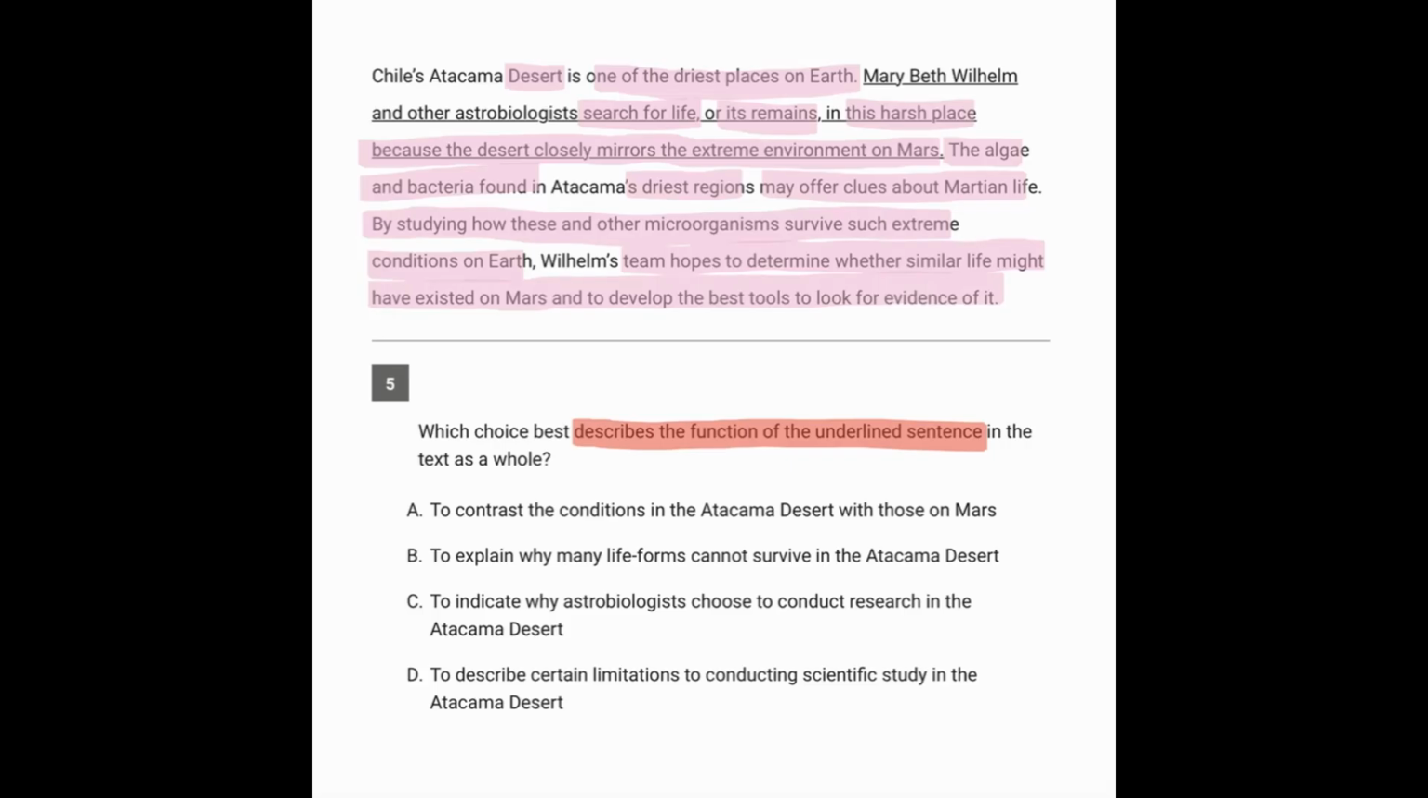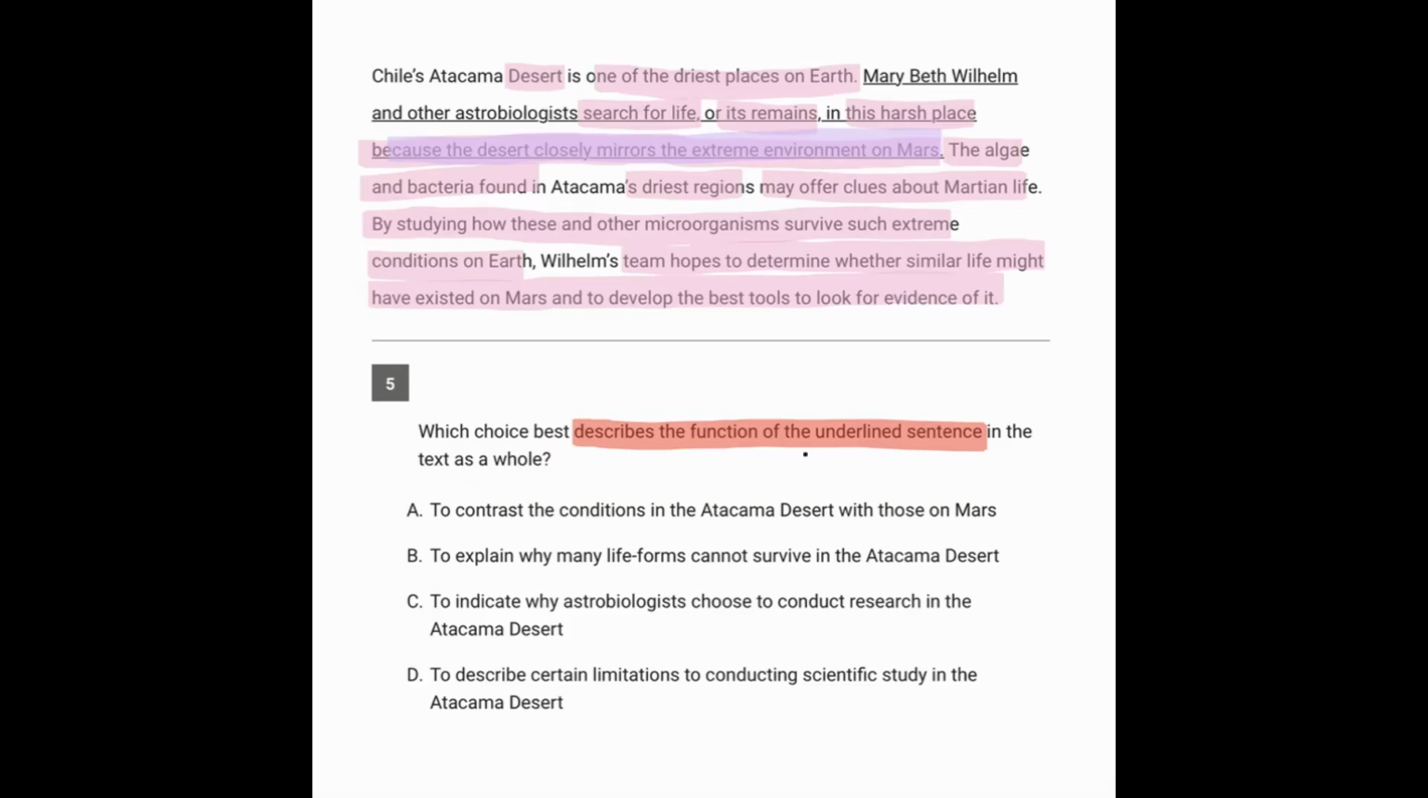So here we're hearing about this desert that has these extremely dry conditions and how scientists are studying that because that closely matches what's going on in Mars. So whatever life lives there could shed light on whatever life is going on the planet Mars. Now the underlined portion here is the part that's telling us why they're interested in this location, because this desert closely mirrors the extreme environment on Mars. So let's look at the answers and see if one of them says that.